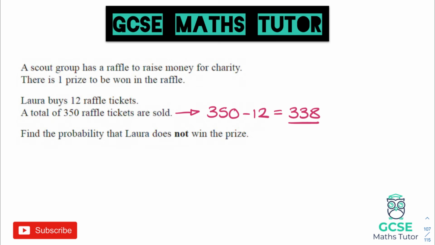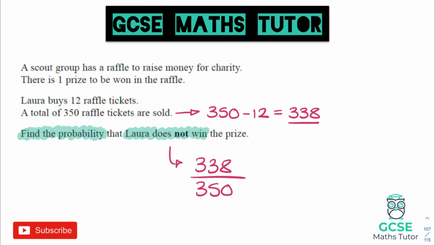Here it was about the probability of not winning a raffle, so we found how many raffle tickets she didn't buy and just put that over the total, and we don't need to simplify with probability.